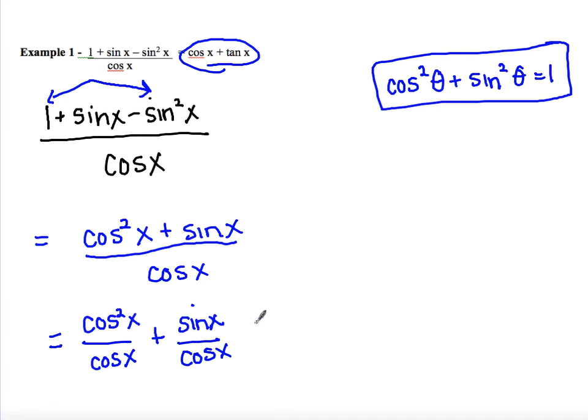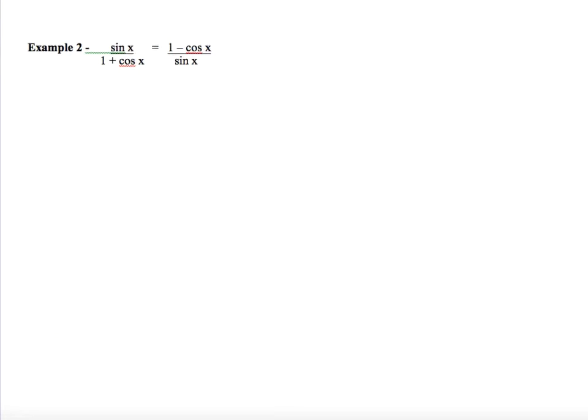And now my last step, which you would just keep writing below on your paper: cosine squared over cosine is equal to the cosine, and sine over cosine is equal to the tangent. There you go. Isn't that fun? Perfect. All right, so that is our verification of our first identity. Let's check out the second one.